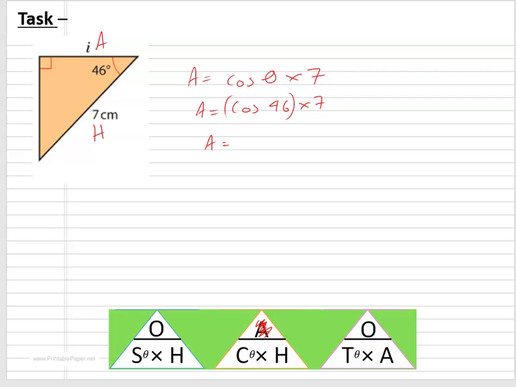So A equals 4.862. We'll write it as they said. I equals 4.86 centimeters to 2 decimal places or 3 significant figures. Press pause while you copy that down, please.